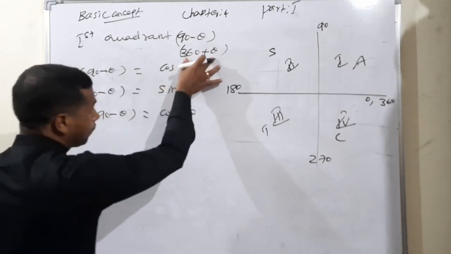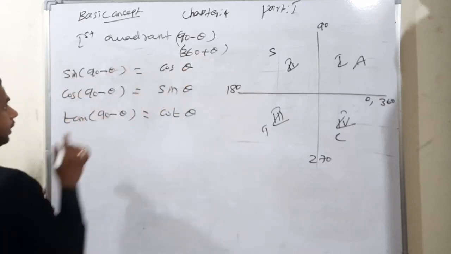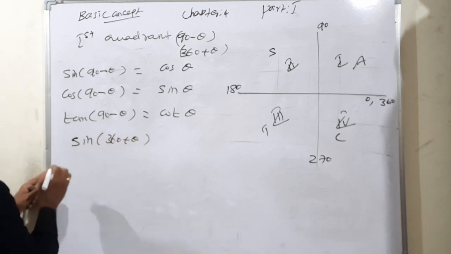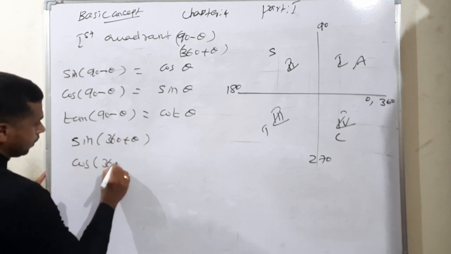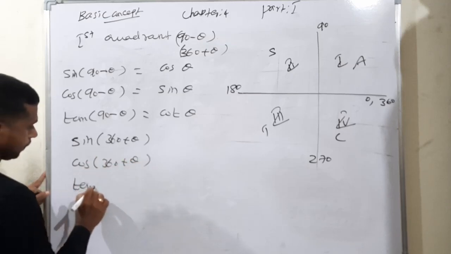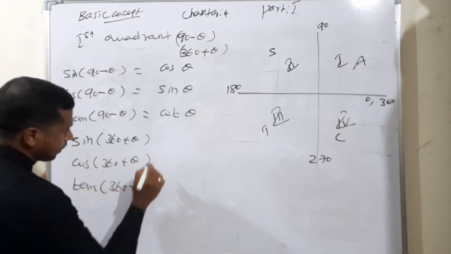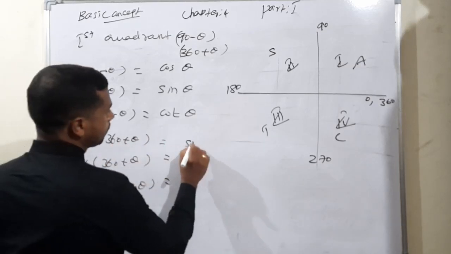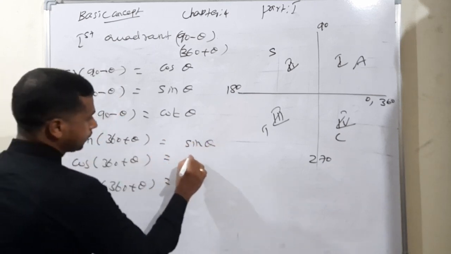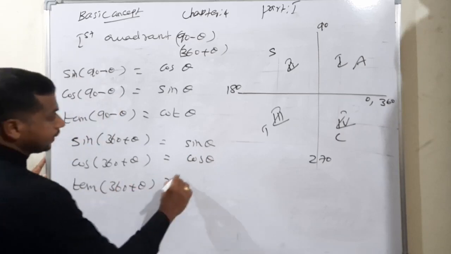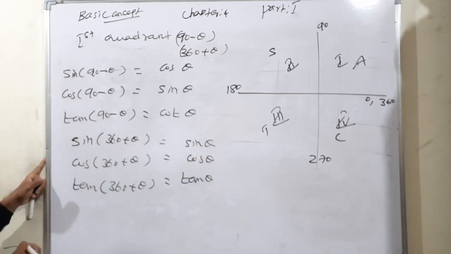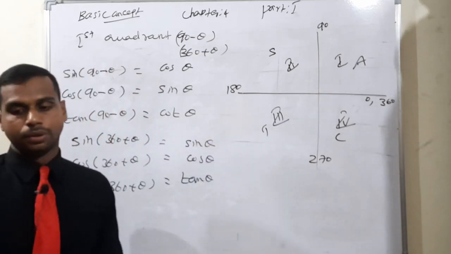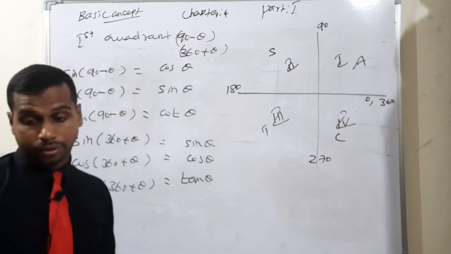As well as the second type. Instead of 90 we can write 360: sin 360 plus theta, then cos 360 plus theta, then tan 360 plus theta. So what will happen? This is horizontal. Horizontal means the name will be the same. Sin means only sin repeats: sin theta. Cos 360 means cos theta. Tan 360 means tan theta. But as I told you, each and every one lies on the first quadrant, and first quadrant means all values will be positive. Okay, these are all different. I will continue with the second quadrant.